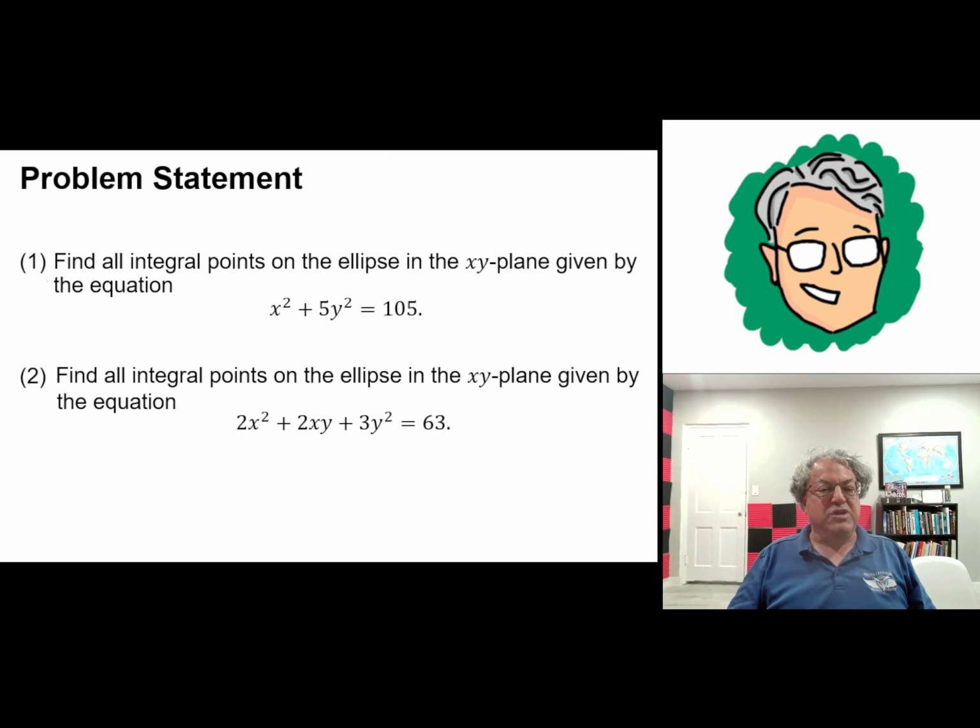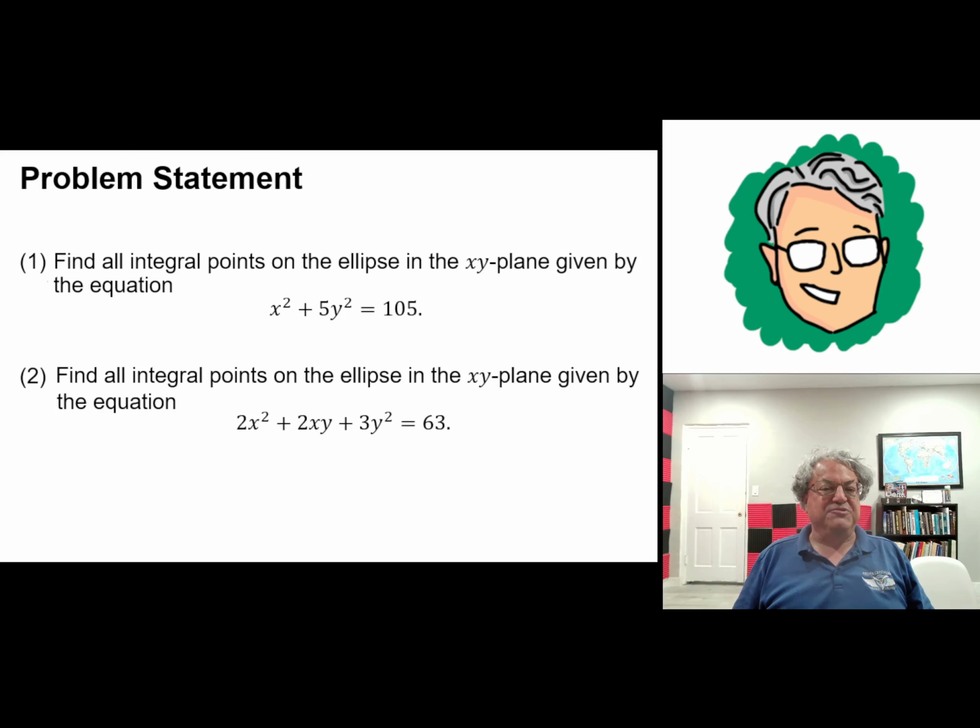So anyway, the first problem I posted was to find all integral points on the ellipse in the xy plane given by the equation x squared plus 5y squared equals 105. That's an ellipse in standard form, it turns out, with major and minor axes aligned with the x and y axes, respectively. But the second one is not in standard form. It's still an ellipse, but it's a more complicated equation: 2x squared plus 2xy plus 3y squared equals 63.